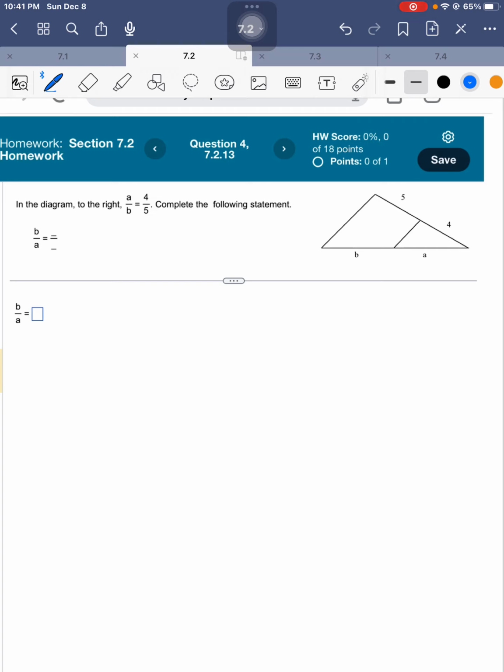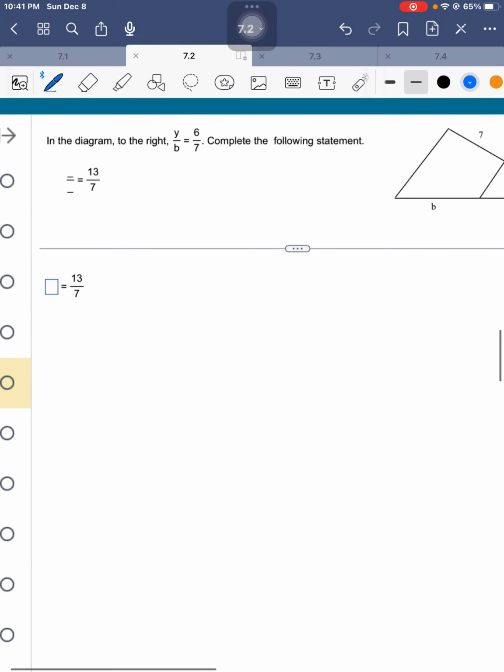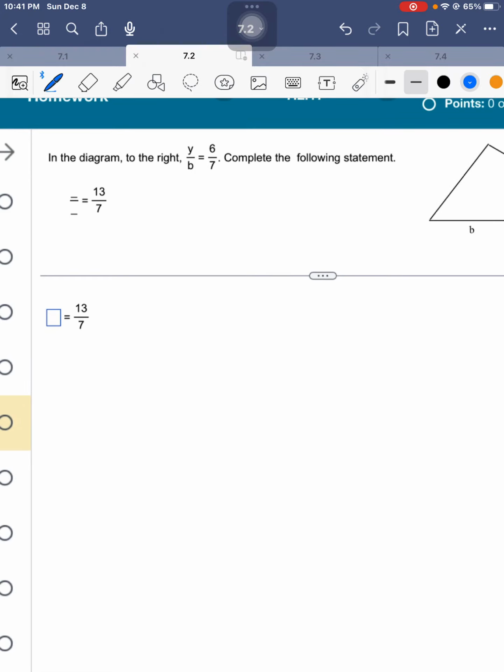So here in the diagram to the right, A to B is equal to 4 to 5. We don't really need to look at this, to be honest. We just need to look at what happened here. How did we get B over A? Well, the first fraction of the proportion is A over B. So what did we do to A over B to get B over A? We just found the reciprocal, right? So my answer would be the reciprocal of this one, so it's 5 over 4. That's it.